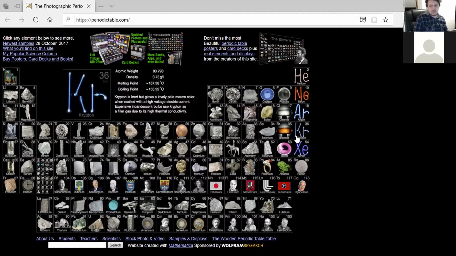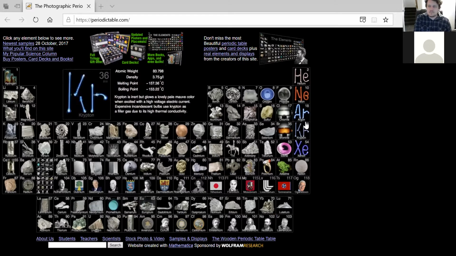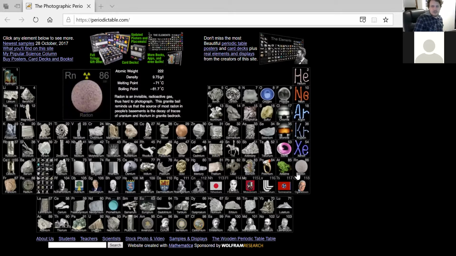Xenon and krypton we use in, you probably don't see them now anyway, but the lights that flicker, the ones that are always flickering in scary movies, that's argon and neon, and they're usually flickering because they've run out of the gas. Xenon, radon is a radioactive gas.